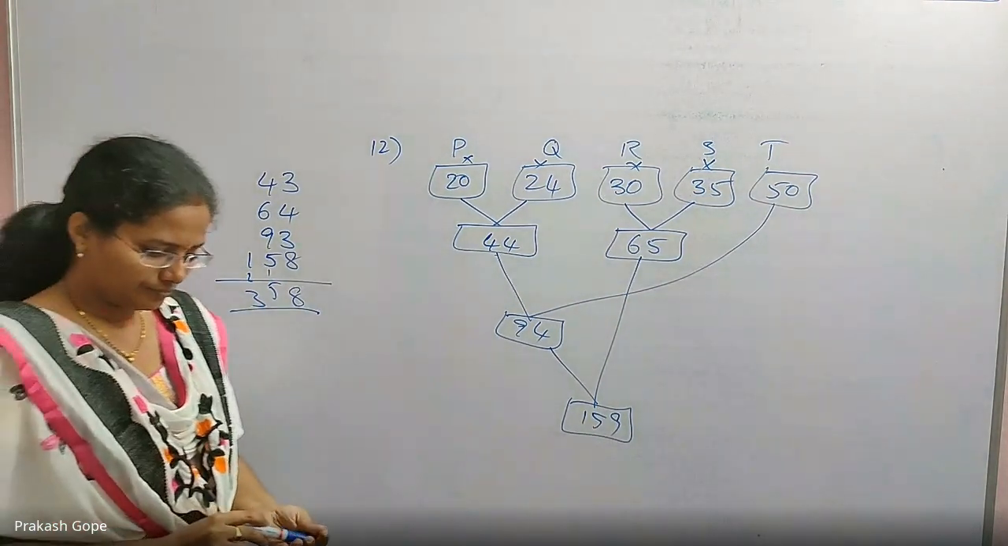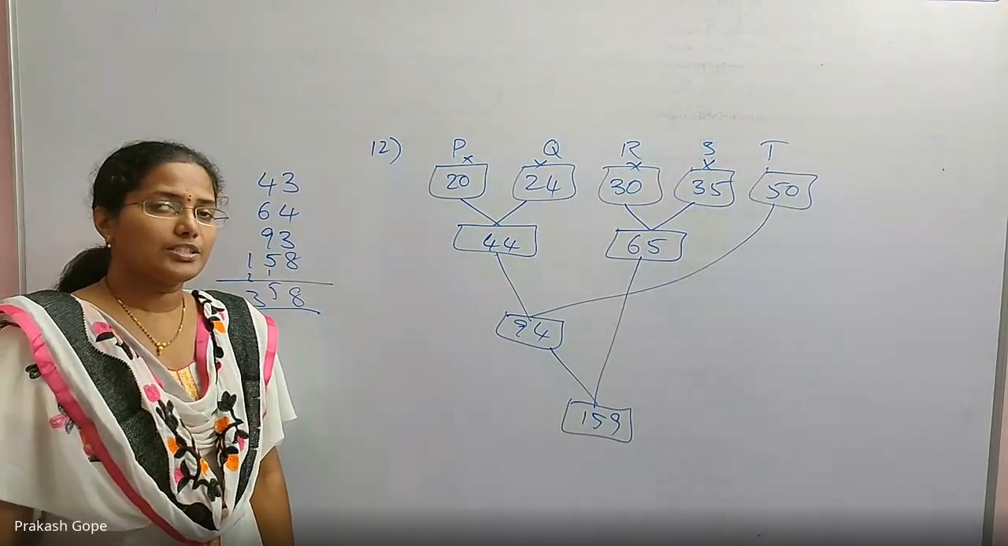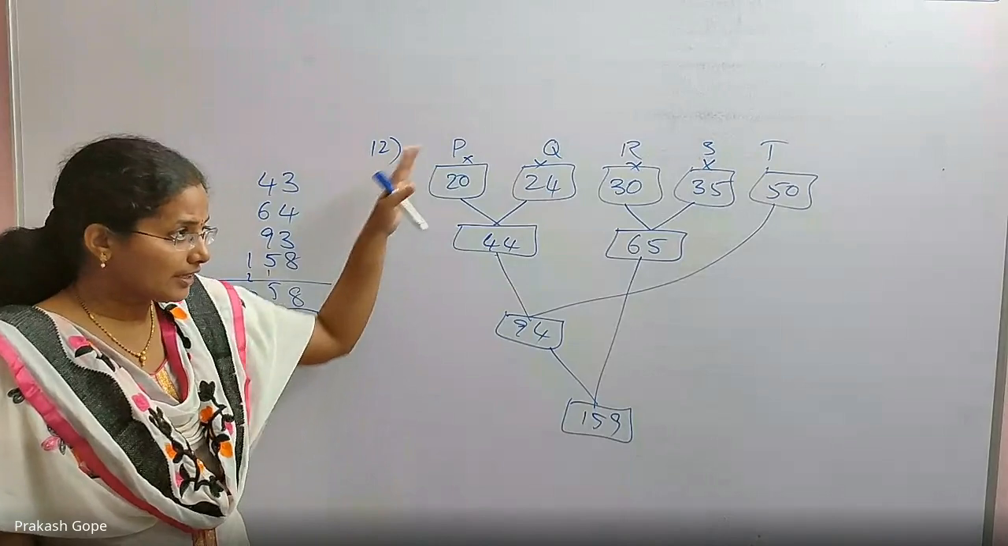$358. Total 358 worst case number of comparisons in this entire process.